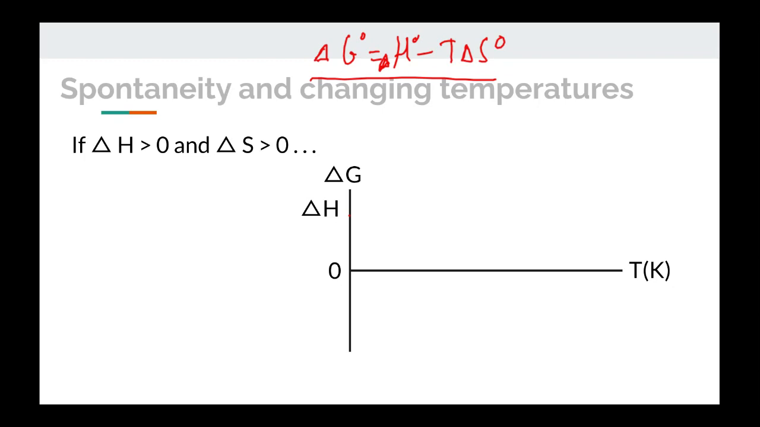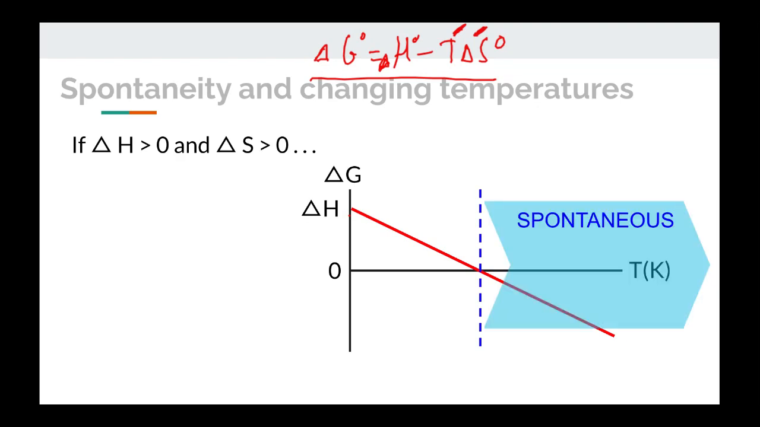As the temperature gets bigger and bigger, remember that delta S is positive, and absolute temperature is always positive. So you're taking away a larger and larger positive value from a positive value. So that means it's constantly decreasing. So this graph would look like this. And at some point, the value of delta G transitions from being positive to being negative. At that temperature, and any temperature higher than that, the reaction is now spontaneous.